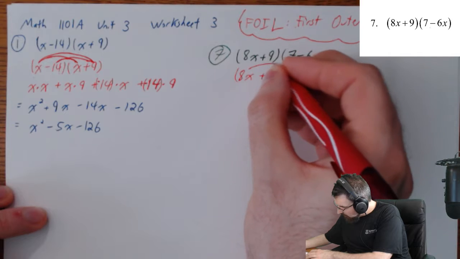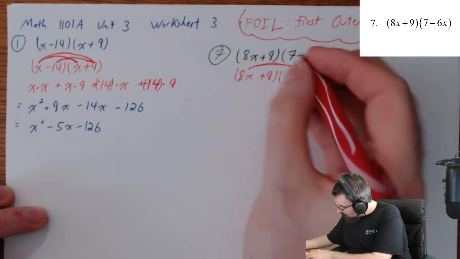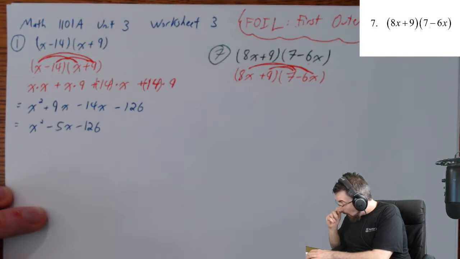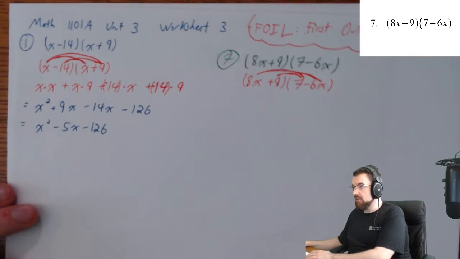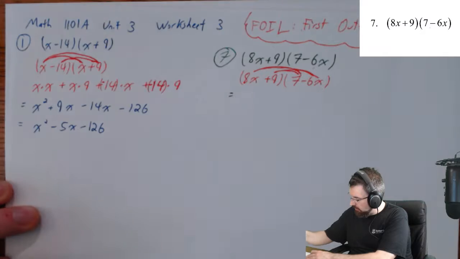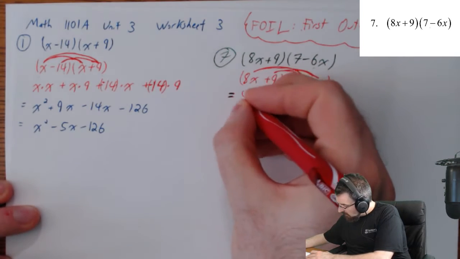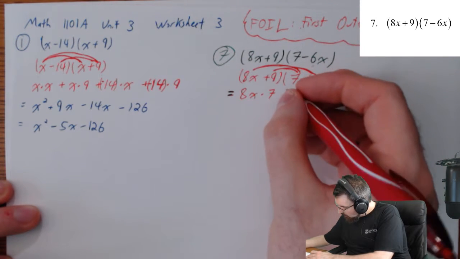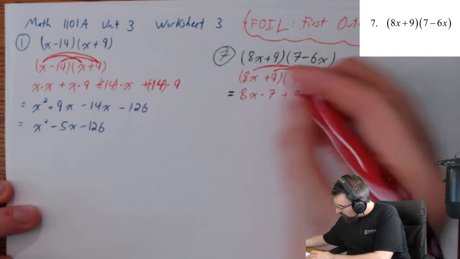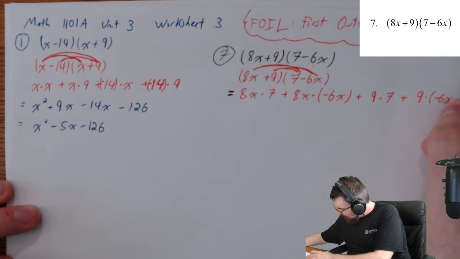how these work. So our first is going to be those two. Our outer is going to be those two. Our inner is going to be those two, and our last is going to be those. The lines blend together a bit there, but you'll see in a second. I'll keep the same convention as before, with the red words being stuff that you wouldn't always write out. So it's going to be 8x times 7, and then plus 8x times negative 6x. We had to keep the signs there. Plus 9 times 7 for those two, plus 9 times negative 6x.